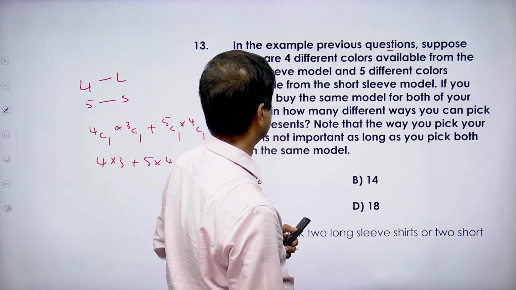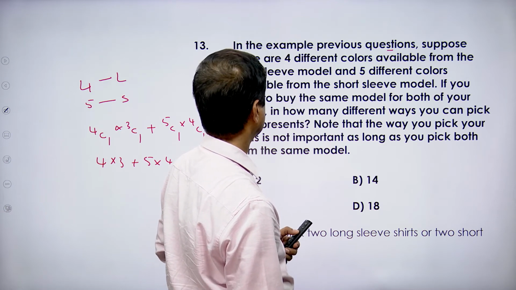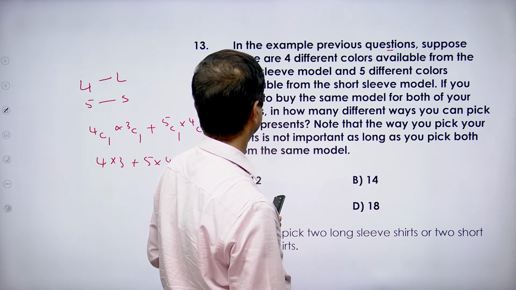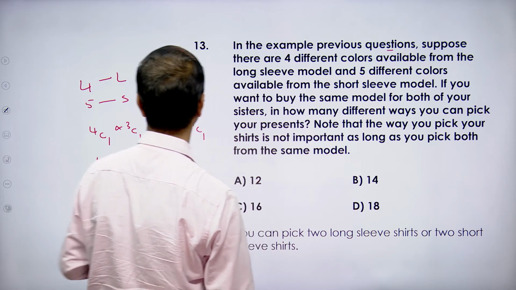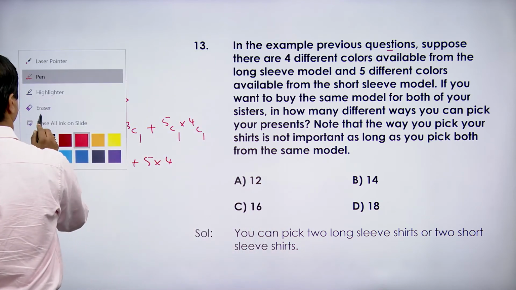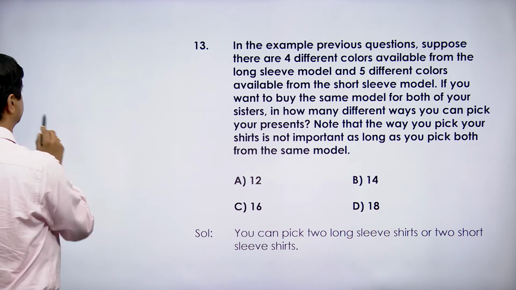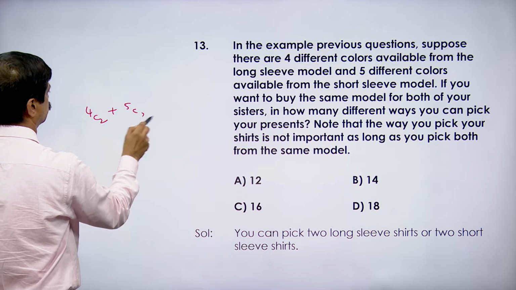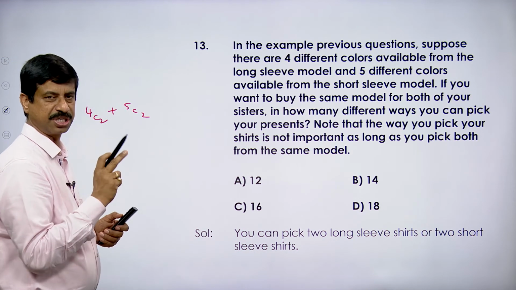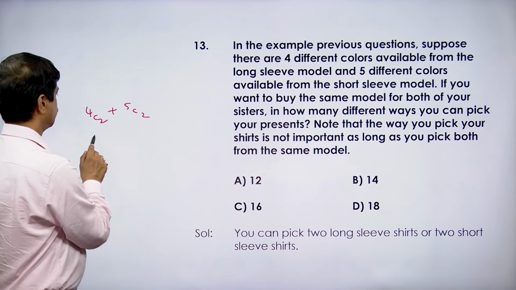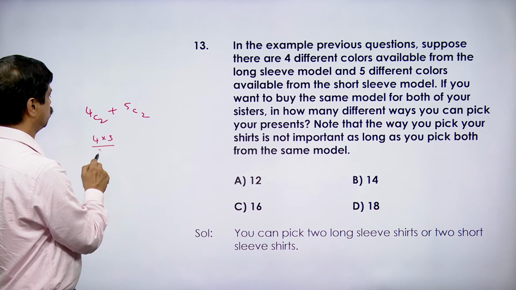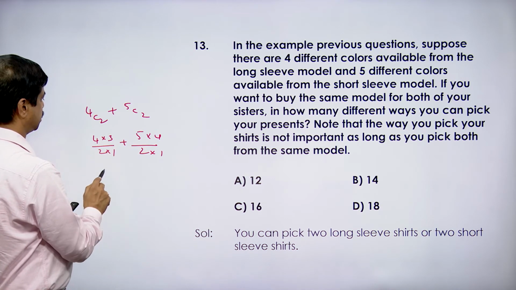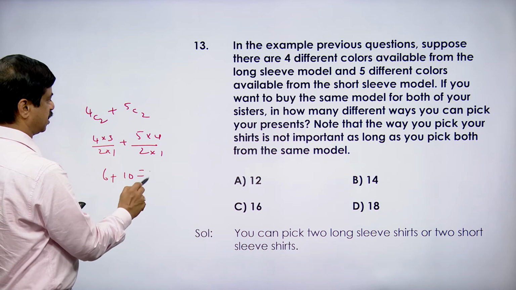If you want to buy the same model for both of your sisters, in how many different ways can you pick for both? Twins. Twins means it should be the same, no? So twins means same size, it is assumed to be the same. 4C2 or 5C2 means 2 shirts from the 4 shirts and 2 shirts from the 5 shirts. 4C2 is 4 into 3 by 2, and 5C2 is 5 into 4 by 2 into 1. So this is 6 plus 10, so that is 16 shirts.